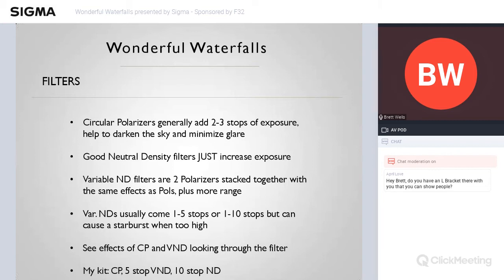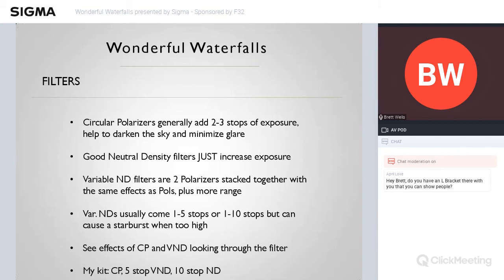And a variable ND is actually 2 polarizers stacked together. So you're getting even more exposure, more increase, but because you can rotate one in relation to the other, it's a variable amount of light that it absorbs. So they usually come in ranges of about 1 to 5 stops, or maybe 2 to 10 stops or something like that.